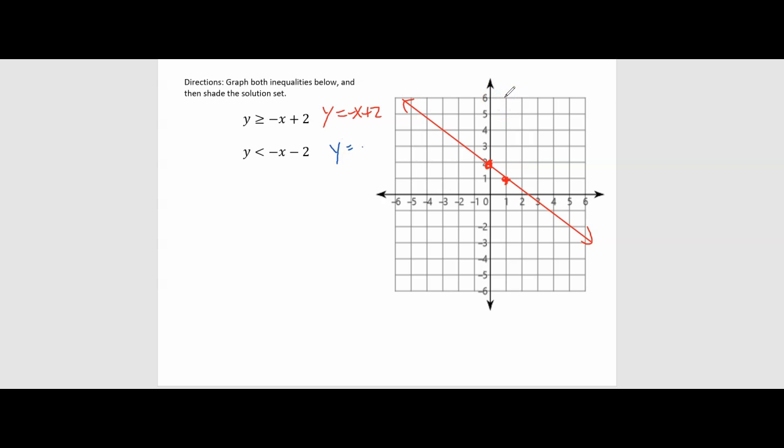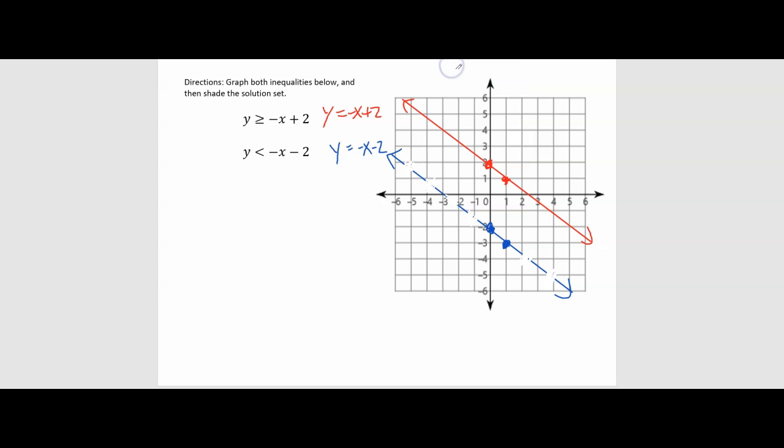Second one, we have y is equal to negative x minus 2. So same slope, different y-intercept, which means these lines are parallel, right? Same slope, different y-intercept. Now we need to think about the shading. Although actually, you know what? Let's make sure we make this a dashed boundary line. There we go.